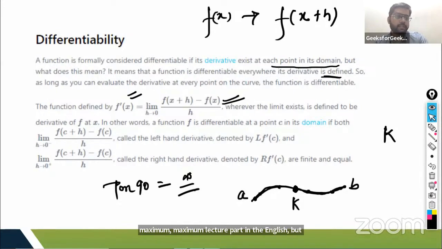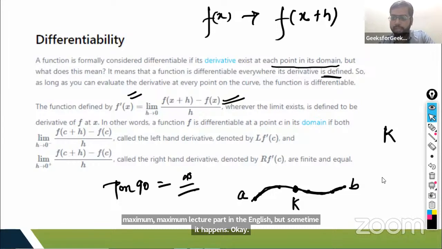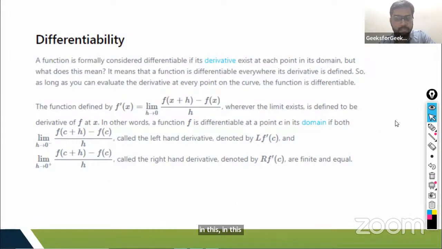So if there is any doubt in this lecture, in this slide, I believe you all have responded. Now, let's move to the next.